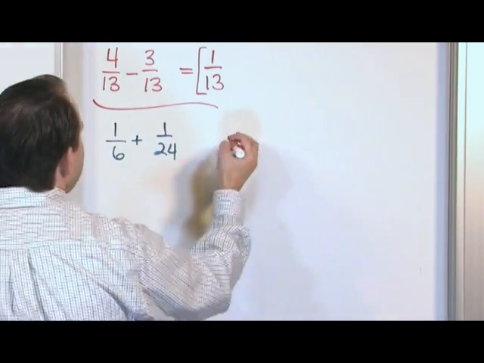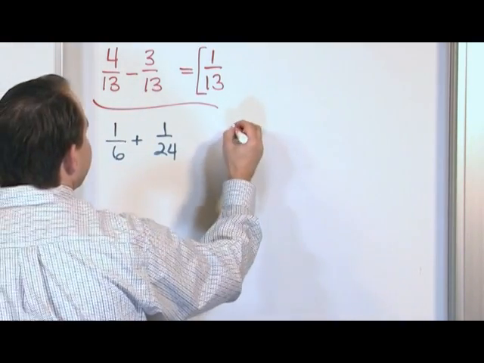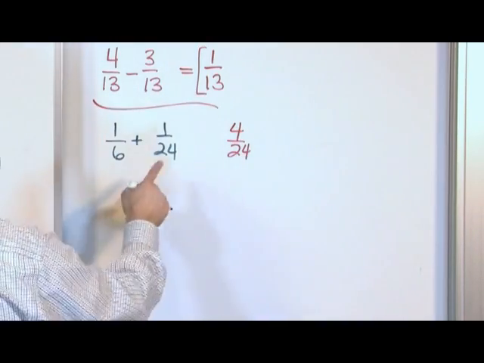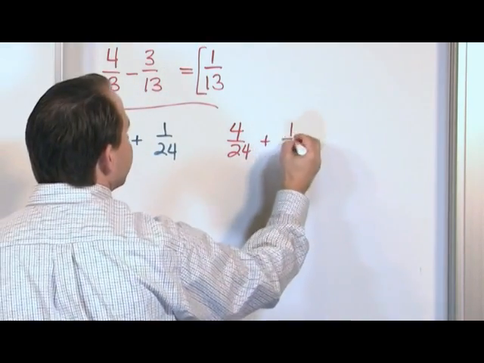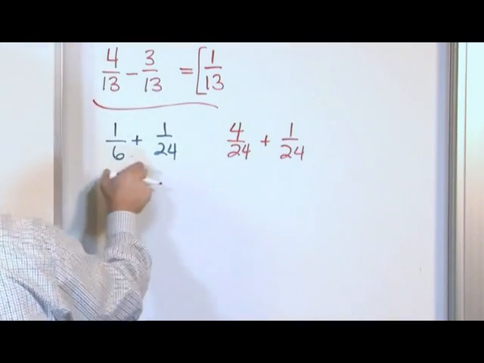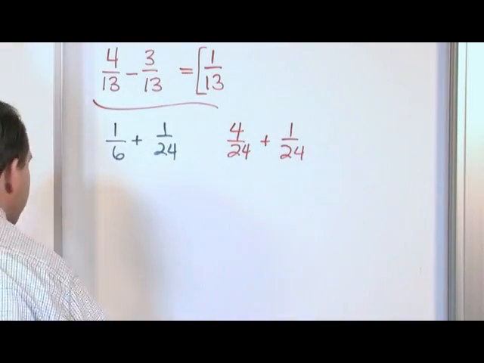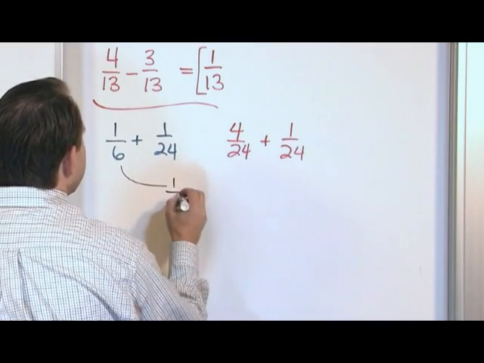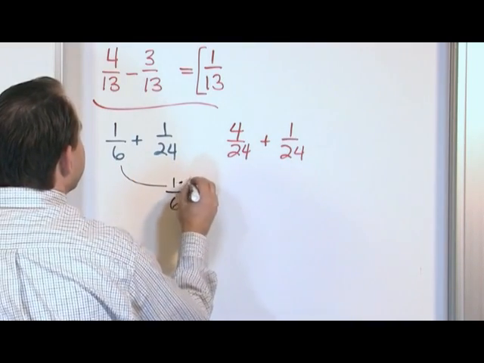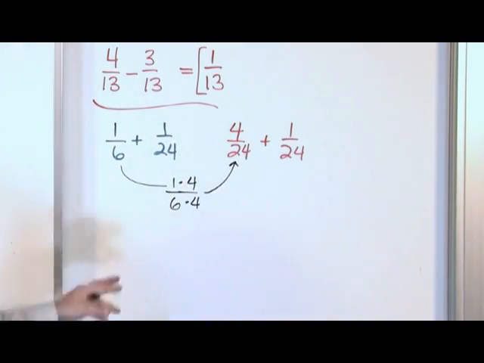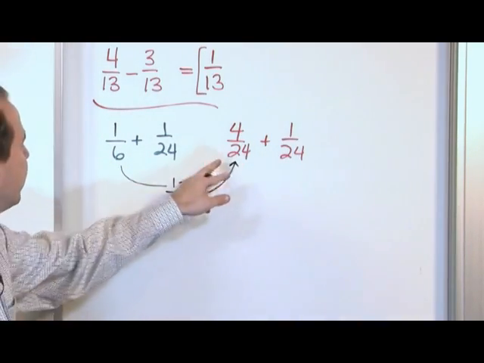So if I do that, I'm going to get 4/24 over here. Now how did I get, and I'm going to add to that, let me just write this down, 1/24. I've transformed this fraction into this over here. How did I get from here to there? All I did was I took 1/6 and I multiplied the top by 4 and I multiplied the bottom by 4. And that's how I got there. 1 times 4 is 4. 6 times 4 is 24.